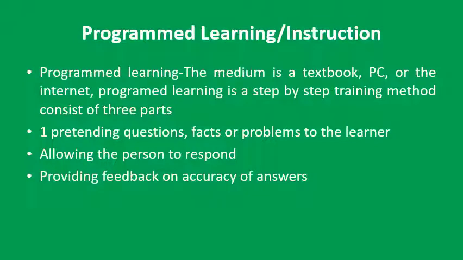Another job training method is programmed learning or program instruction, where the medium can be a textbook or mostly a computer or internet based system, where step by step training is possible in three different phases. First phase is trainees or participants attend the question, and then they answer the question, and the feedback is given to them. So that three-stage process is basically called program instruction. Mostly it is getting popular these days.